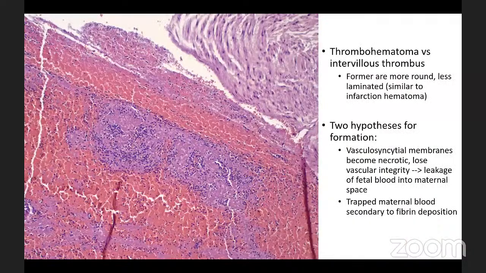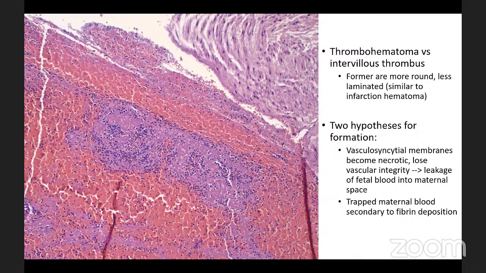Basically, Dr. Drucilla Roberts and Ann Hun, one of our trainees who wrote this beautiful paper, came up with the term thrombohematoma to denote these massive maternal lakes of blood within the placenta. And there is naturally a question of what's the difference between a thrombohematoma and an intervillous thrombus. Well, thrombohematomas tend to be more round and less laminated than what we see in an intervillous thrombus. And if you've ever seen an infarction hematoma, they tend to look like the central area of hemorrhage within an infarction hematoma. Our group was left with two hypotheses for these formations.